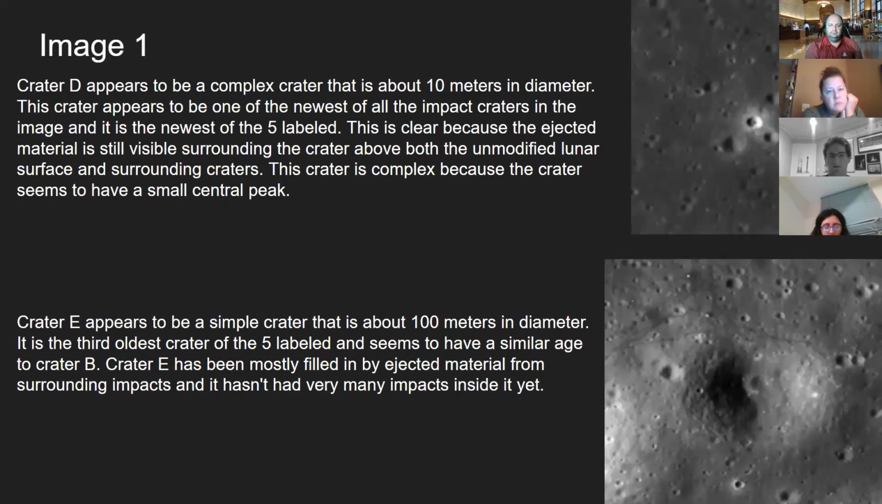Crater D, I think, is a complex crater because it looks like there's a little bit of a central peak, but I wasn't too sure about it. I found it to be 10 meters in diameter. It's the newest of the 5 craters that I selected because you could see the lighter ejected materials surrounding it. And crater E, I found to be 100 meters in diameter, and the third oldest of the 5 craters that I labeled. But like I said, it's similar in age to crater B, so I wasn't really sure.